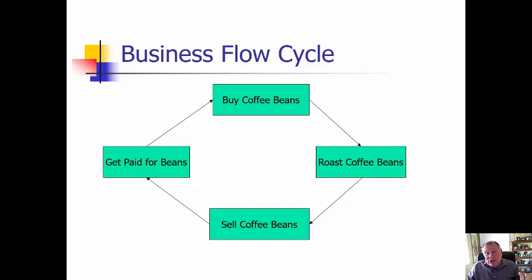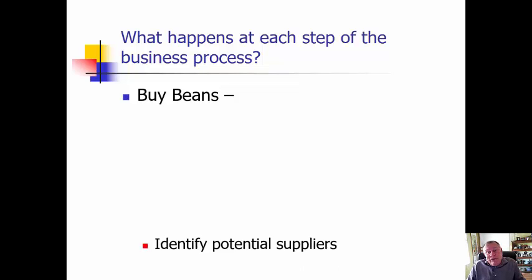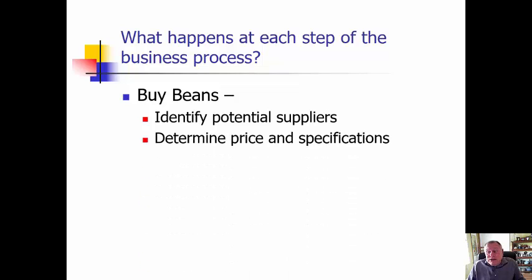Notice this operating cycle, if you will, doesn't include the plant and equipment. Nowhere do we see here buy roasters, buy a plant. So this is the operating flow. Buy, roast, sell, get paid. Now, let's look at what happens at every step of the process. The first thing is they buy beans. Now, this may seem rather straightforward, but there's a couple of things that need to go into this.